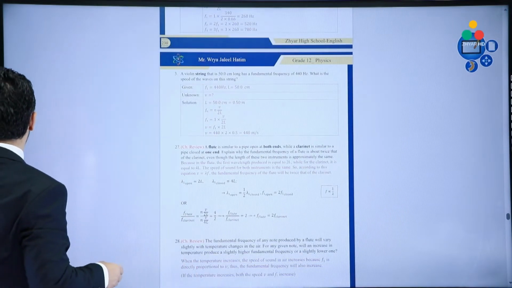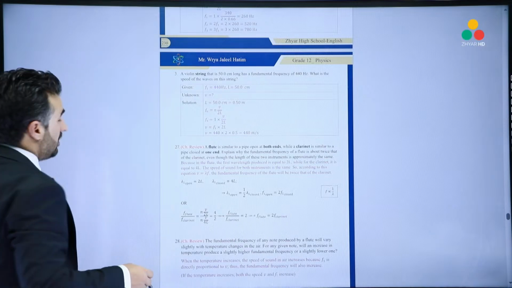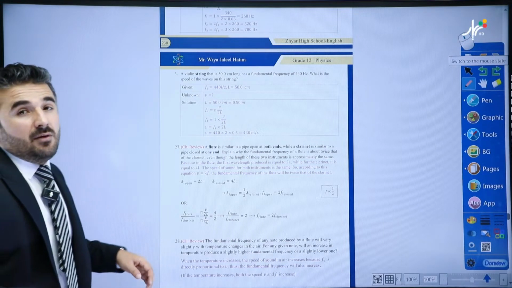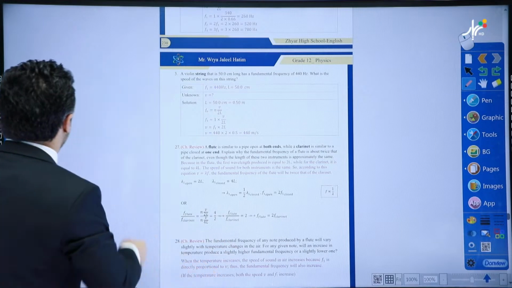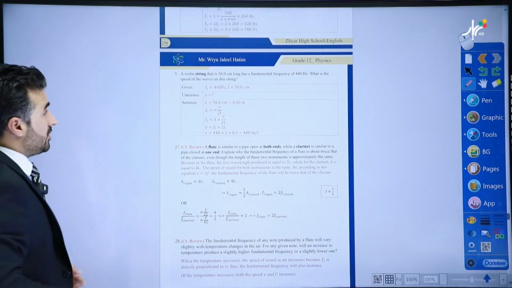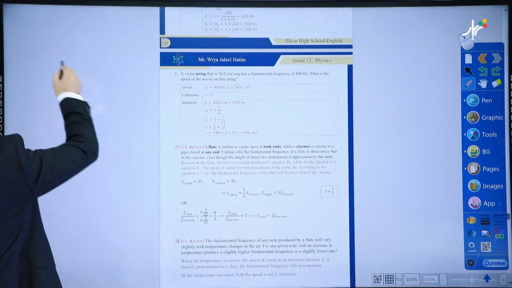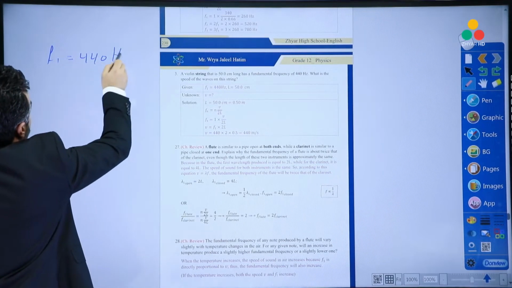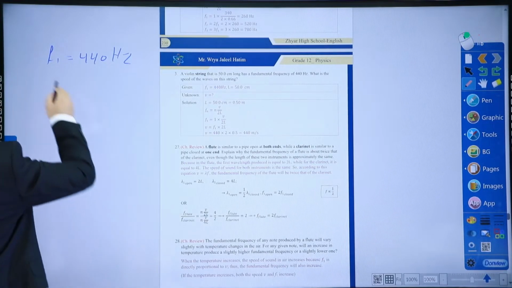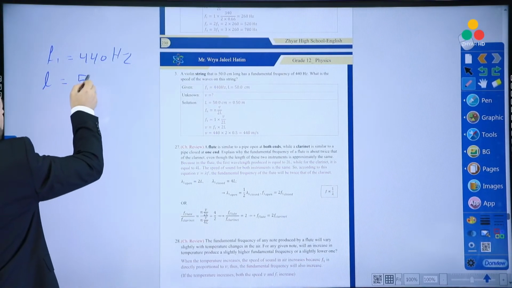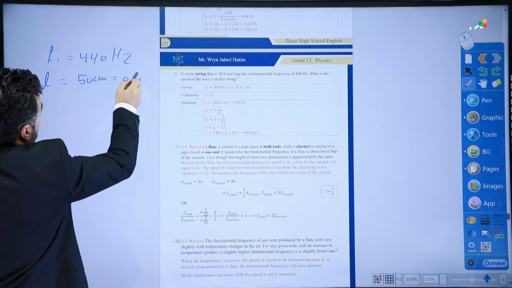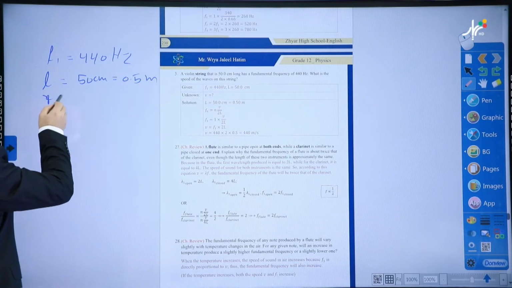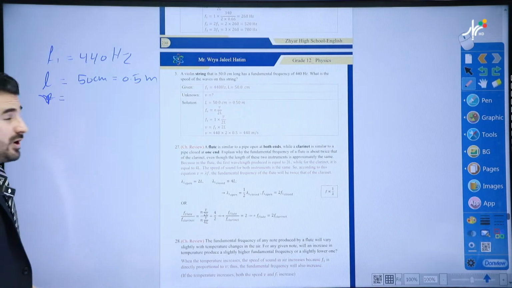So remember this, when we have this speed in the equation, it tells you that this is the speed of the wave on the string, not the speed of the air. So it's a little bit different there. But in terms of the equations, nothing changed. So we have the fundamental frequency, which is 440 hertz, and then we have the length of the string, which is 50 centimeter, that is 0.5 meter if you divide it by 100. And then the question is, find the speed of the wave on the string here.